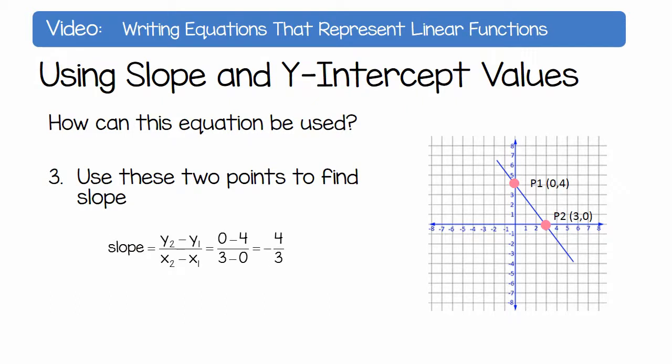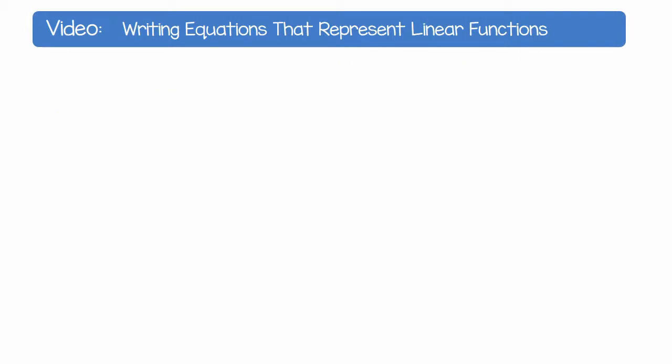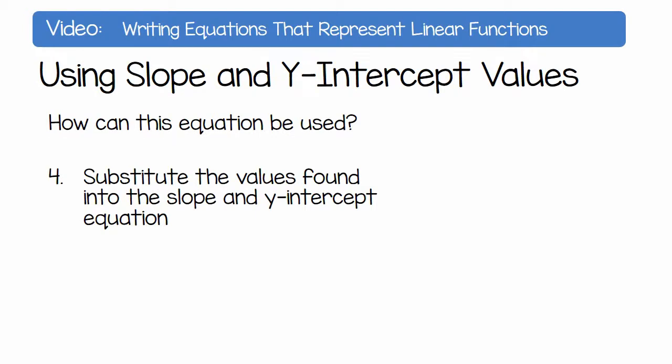The formula would be y2 minus y1 divided by x2 minus x1, which would be 0 minus 4 divided by 3 minus 0, which would equal negative 4 over 3. Now that we have found the slope and y-intercept, we can substitute the values into the slope and y-intercept form of the equation y equals mx plus b. So y equals negative 4 over 3x plus 4.